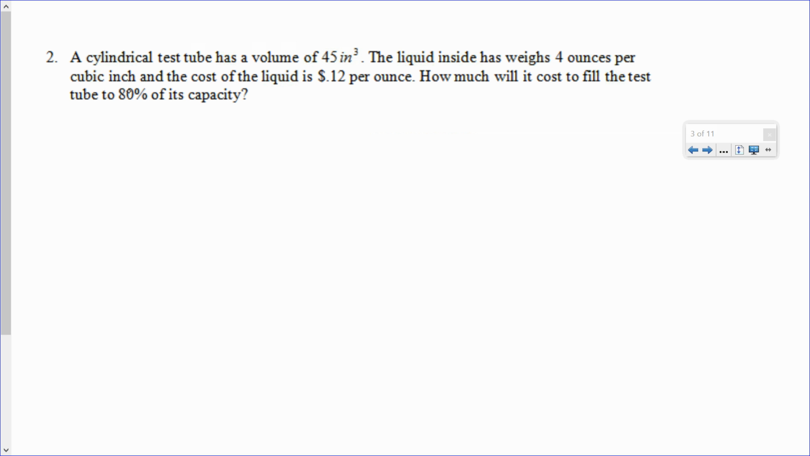A cylindrical test tube has a volume of 45 cubic inches, so I'm always starting with a piece of information they give me.